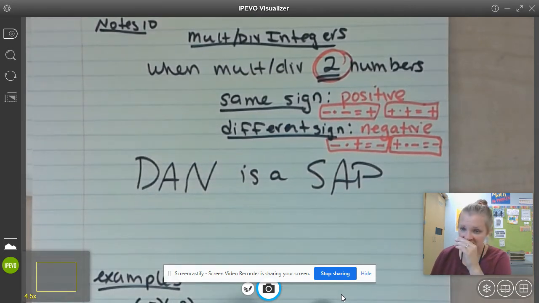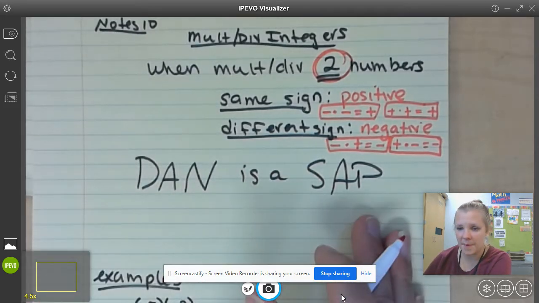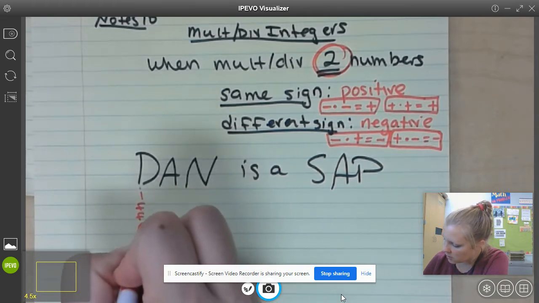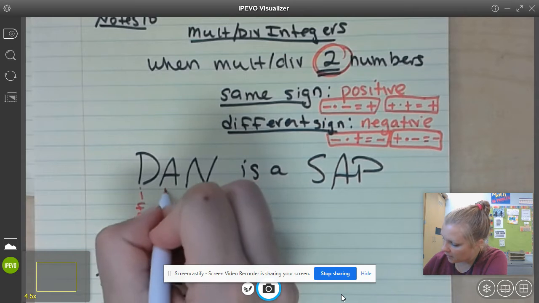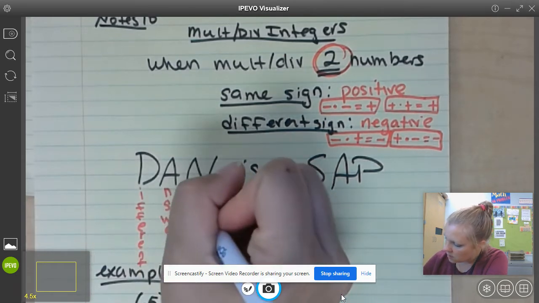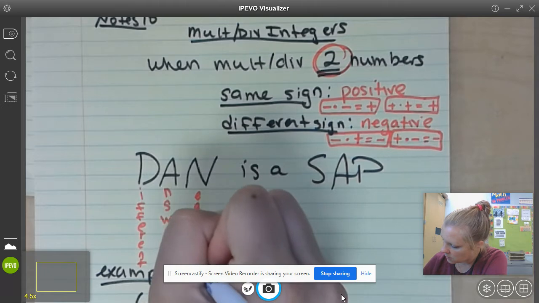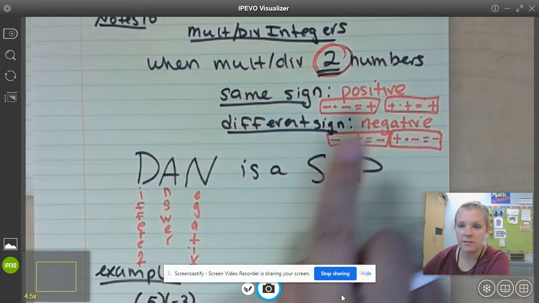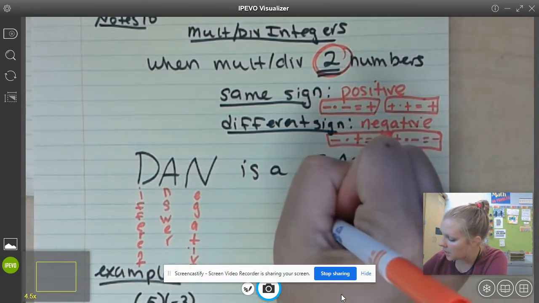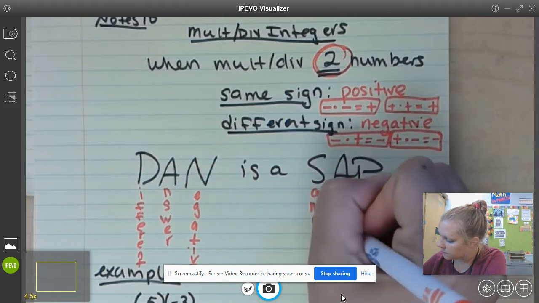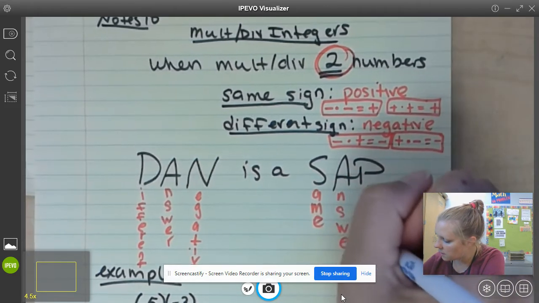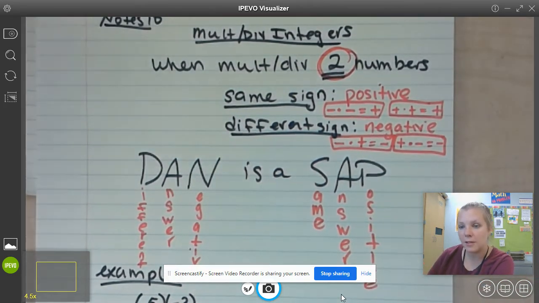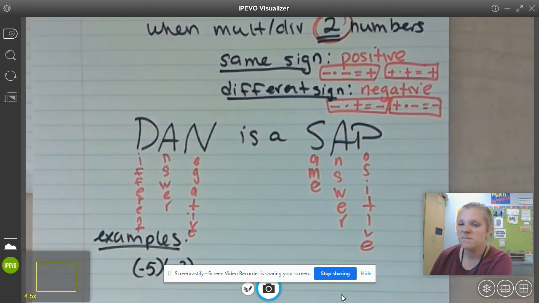Okay, the way I remember this is I remember this weird saying, Dan is a sap. I have no idea what that means. But Dan stands for if the signs are different, the answer is negative. Different sign, answer negative. SAP then stands for if the signs are the same, the answer is positive. No matter what. If they're both negative, it's positive. It's kind of tricky.